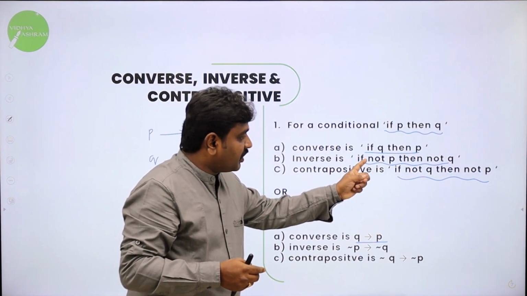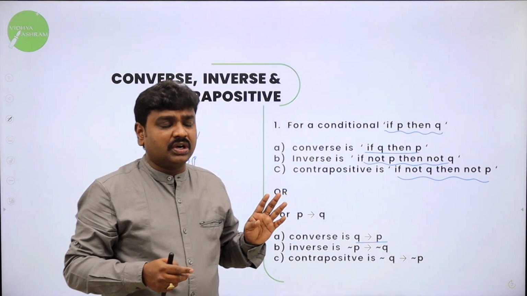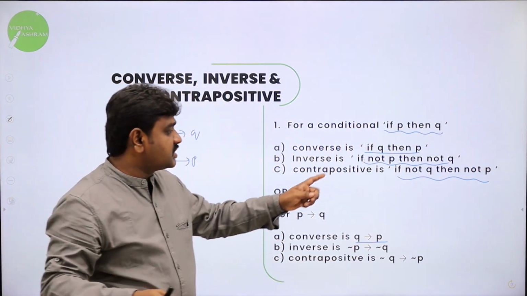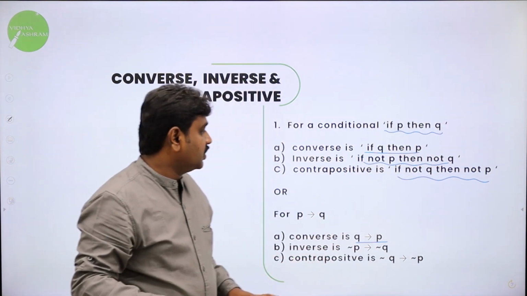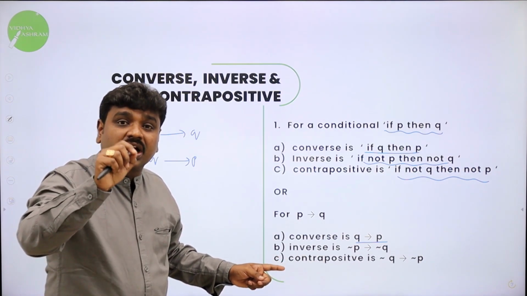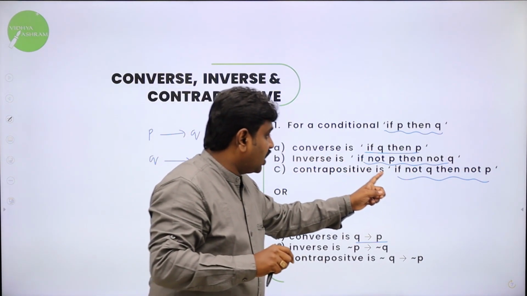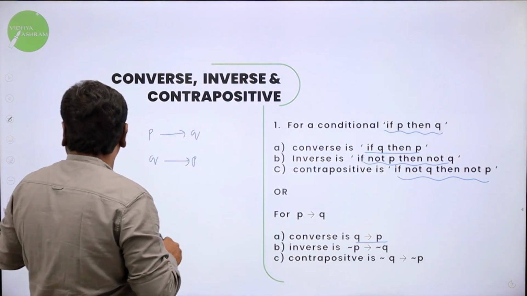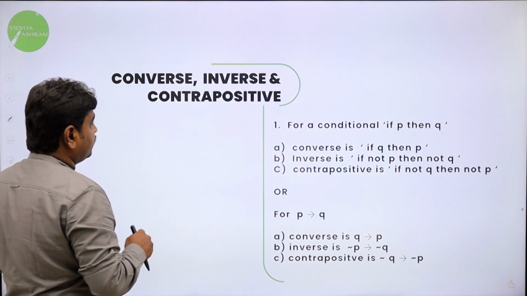Inverse means if not P then not Q. Means what? Negate both the statements. If they give if P then Q, inverse is if not P then not Q. Contrapositive, reverse and negate. So contrapositive is called the converse of inverse. If not Q then not P. So now let me summarize.